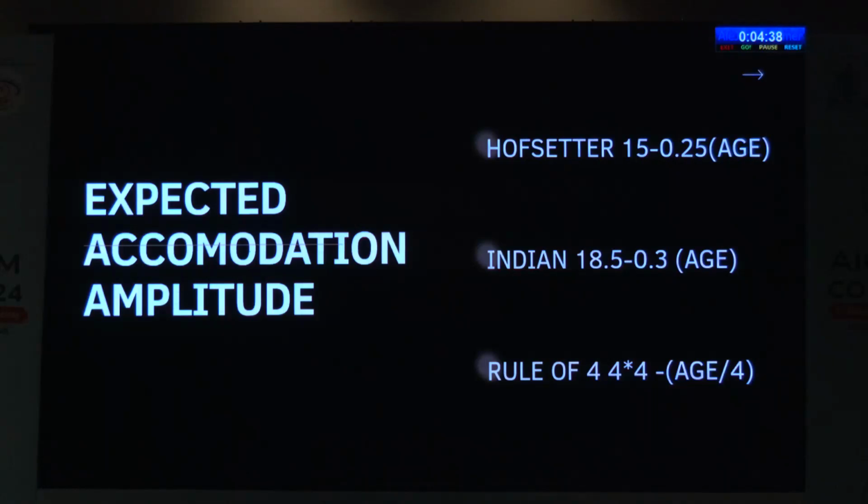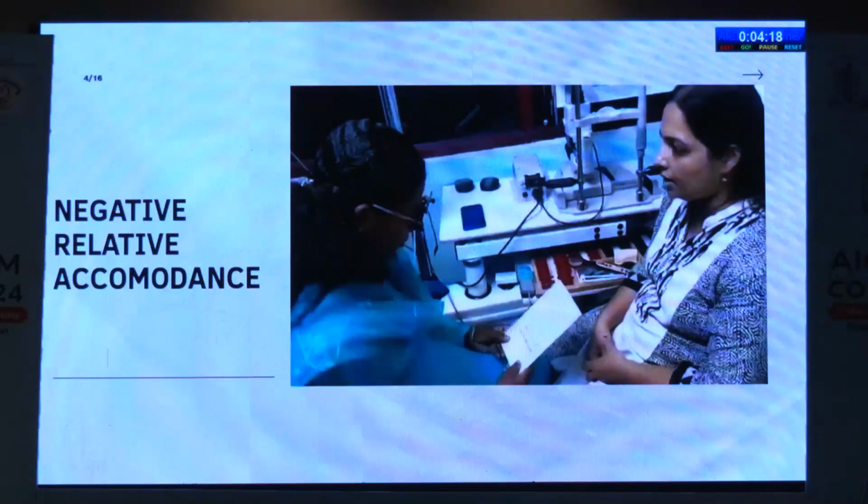Accommodation amplitude is related to so many factors. The important one is age. So you have to calculate the expected amplitude of accommodation. You have different formulas like Hofstetter's formula, that is 15 minus 0.25 into age, and we have an Indian formula from Dr. Jamila Rizwana, 18.5 minus 0.3 into age, and the rule of 4.